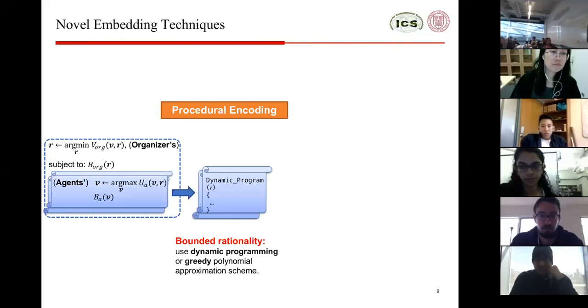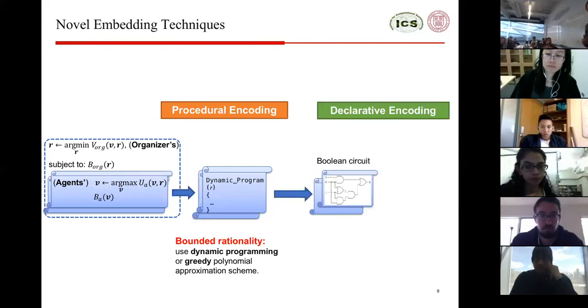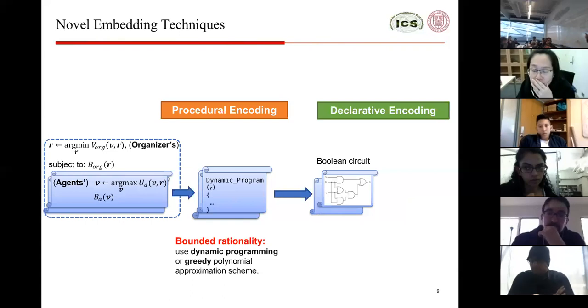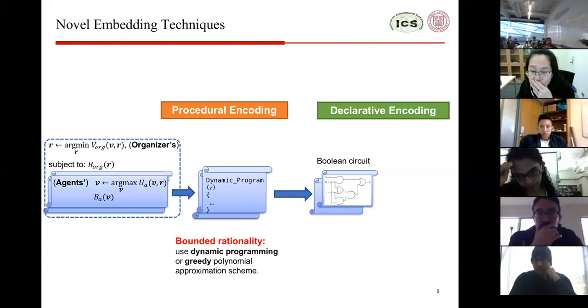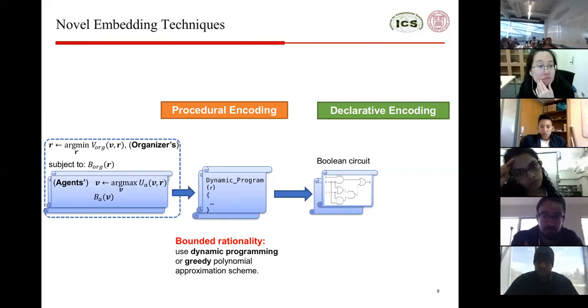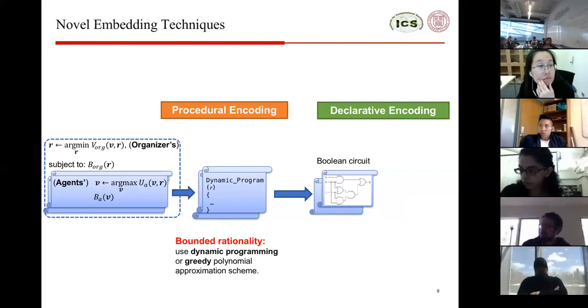And so we actually assume that the agent decision process can be captured by this procedure encoding, which is a polynomial approximation scheme. Now, our contribution is that we are going to transform this procedure encoding into a declarative encoding. For example, the Boolean circuit is a declarative encoding. And at a high level, this is the knowledge compilation step. We should always be able to do this compilation. If the agent's decision process can be captured by a polynomial algorithm, then you compile each step of this polynomial algorithm into a Boolean gate in this Boolean circuit. So at a high level, this is always possible.